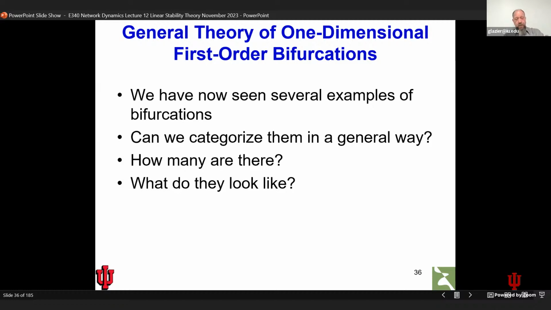We've seen a couple of different kinds of bifurcation. And I want to ask the question, can we categorize the kinds of bifurcation that we have? How many are there and what do they look like? And there's going to be a little bit of math that I may skip over. The details will be in the deck if you want to dig through it in more detail.